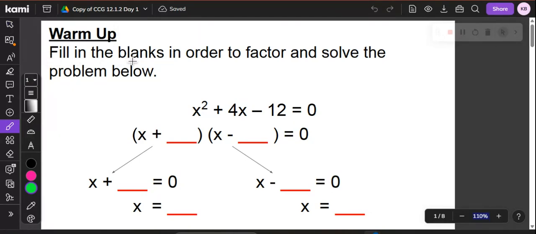It says fill in the blanks in order to factor and solve the problem below. Factoring was covered in our last lesson, so hopefully you remember how to write these parentheses which multiply together and how to fill in these blanks. What might also help you is a t-table. So if you want to make a t-table, that will certainly help you. I'm not going to tell you what to put into that t-table yet, but if you want to pause the video and get started on this, we'll come back together in just a second to show you how to do this.